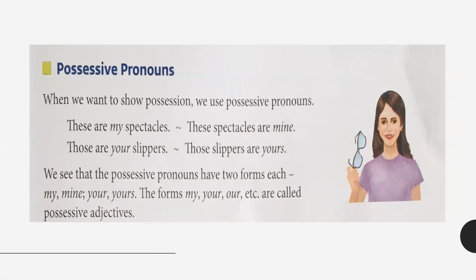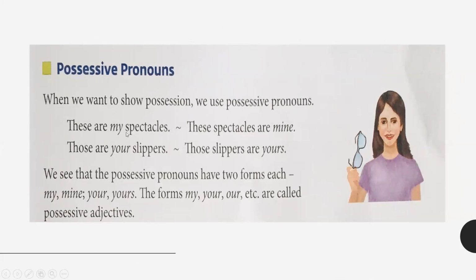Possessive pronouns. Now, as the name suggests, possessive. When we want to show possession, we use possessive pronouns. Now, what do you mean by possession? Possession means when we want to show that a particular thing belongs to some person. That is called possession. If I say, this is my pen, the pronoun my will tell us that the pen belongs to me. So possession means to show whom a particular object belongs to. That's why they are called possessive.